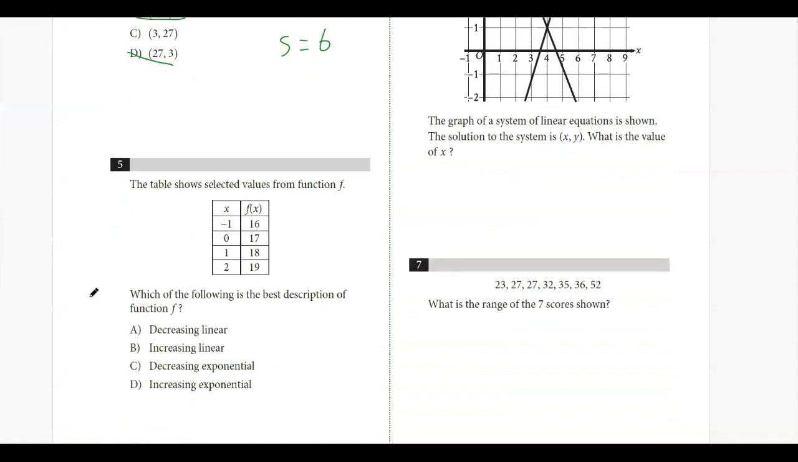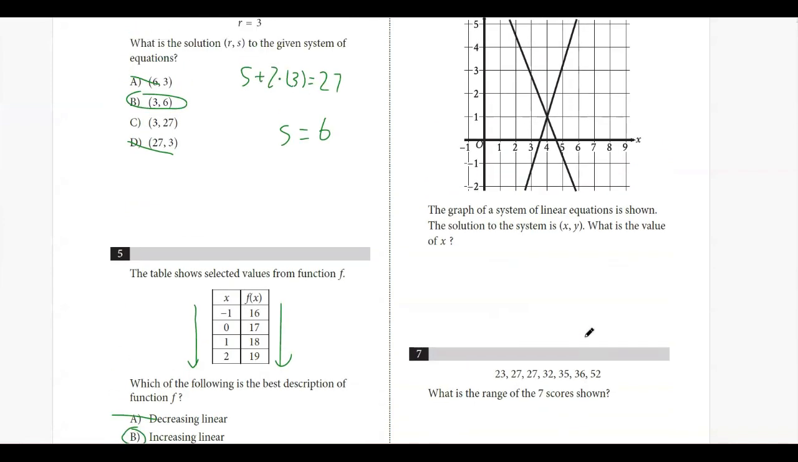Which of the following is the best description of a function? As the x increases, the y increases. So A and C are eliminated. If you notice, for every 1 unit increase of x, y increases by 1. So it's an increasing linear function. So B as in boy is correct.